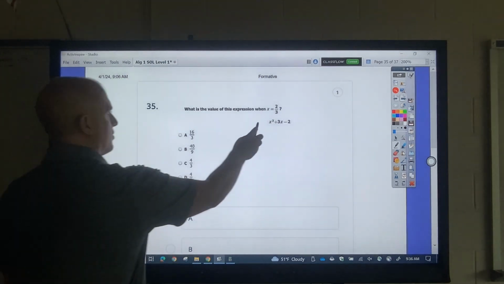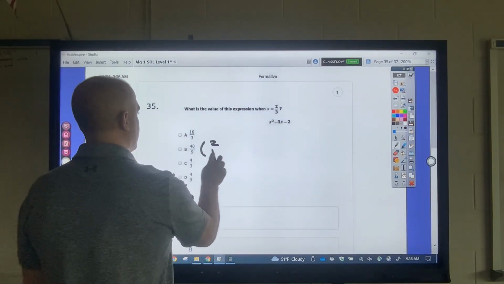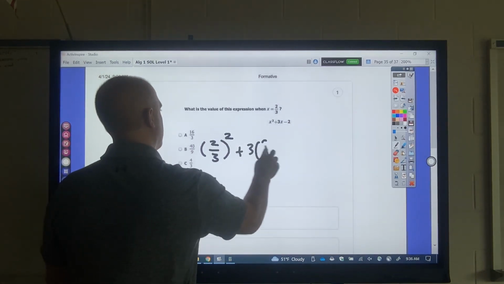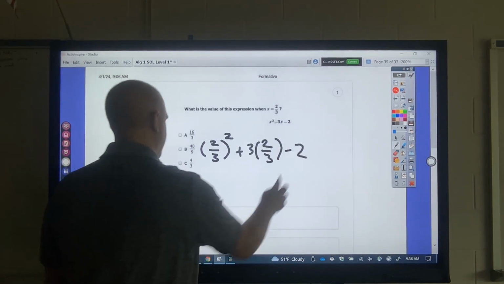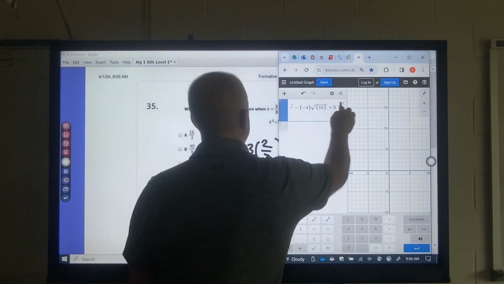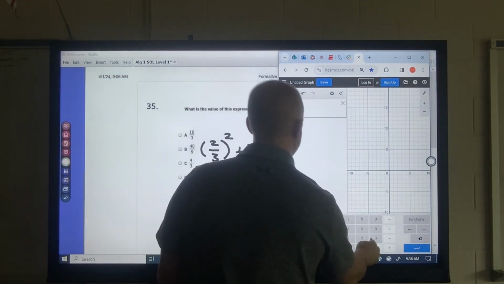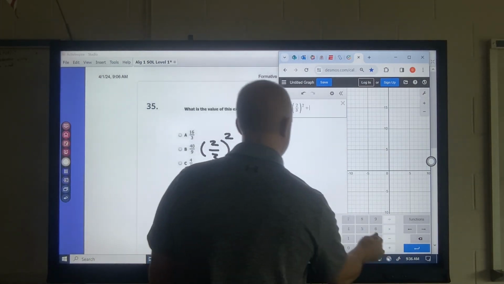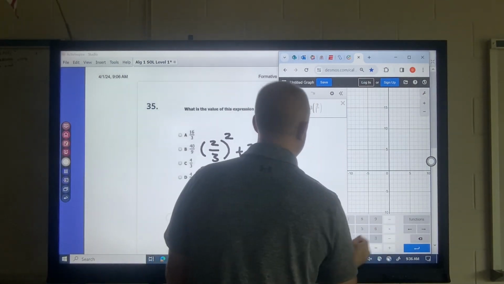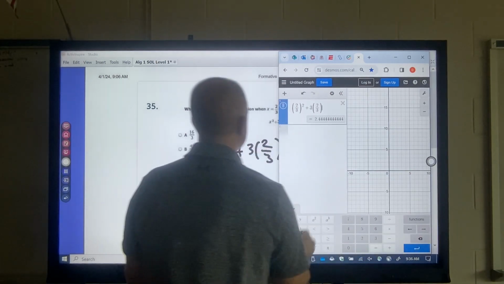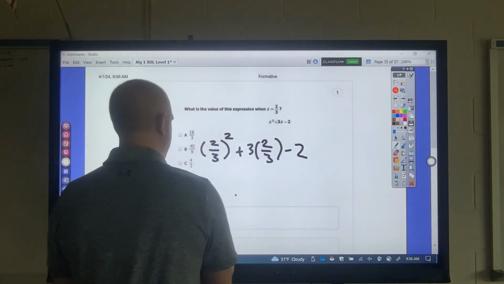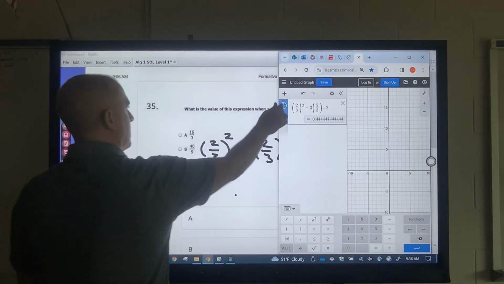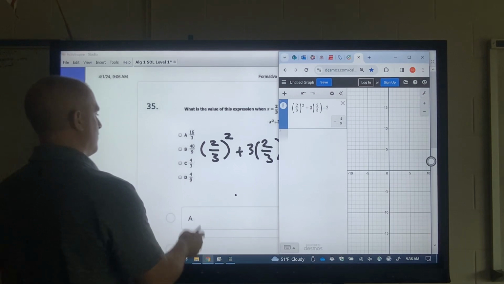Next, 2/3. So I want to put 2/3, and then I want the squared, plus 3 times 2/3, minus 2. So every spot where there's an x. I got parentheses, 2 divided by 3. Click over, close it, squared, plus 3, parentheses, 2 divided by 3. Click over, close my parentheses, minus 2. Now if you hit the fraction and decimal button, it would tell me 4/9.